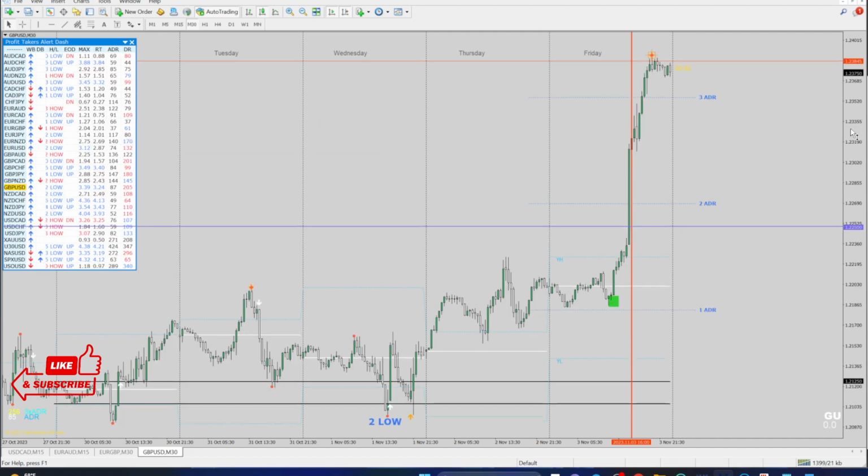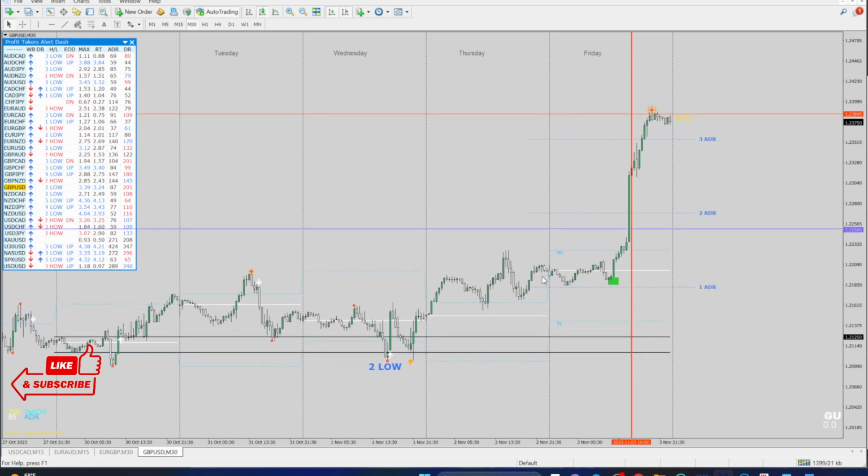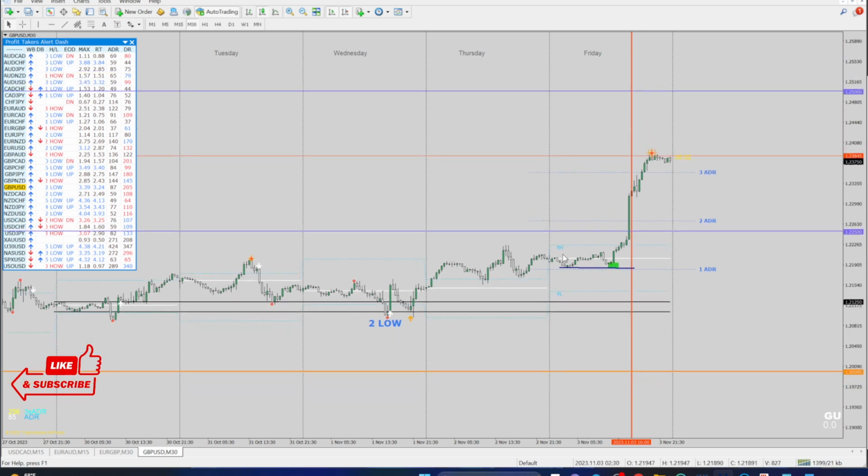Okay, let's go to another one. GU. All right. This one, I don't even really have to put any fibs on here. I can see clearly how price had formed a low right here. Our entry is above the open price. Our next best entry is above yesterday's high, right?